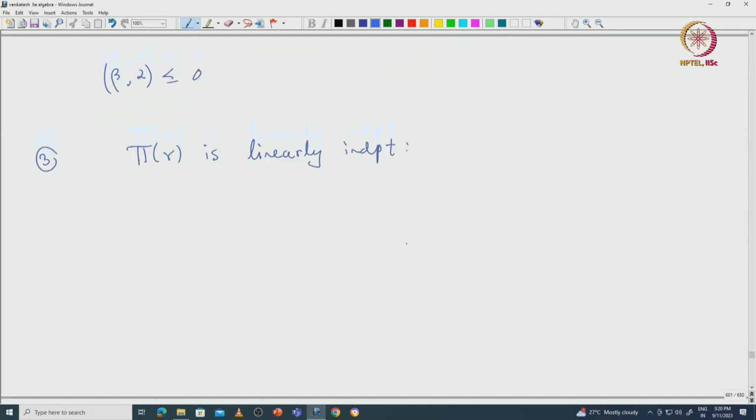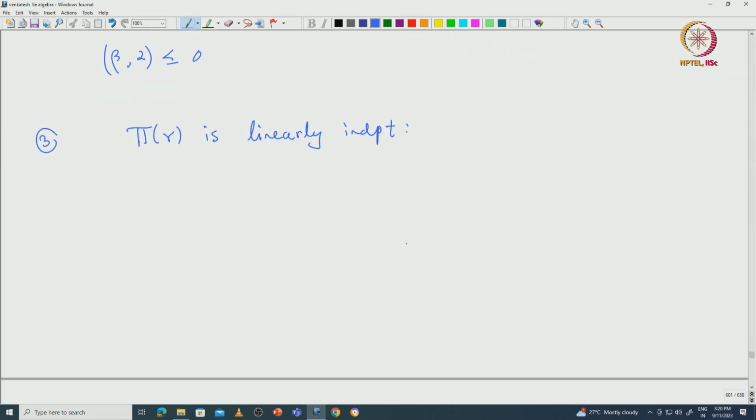So, how does one prove this? You can see that, first of all, the elements of pi of gamma lie on one side of the hyperplane gamma, and the inner product between any two distinct elements of pi of gamma is non-positive. These two conditions somewhat force pi of gamma to be linearly independent. So, let us see how one can prove this.